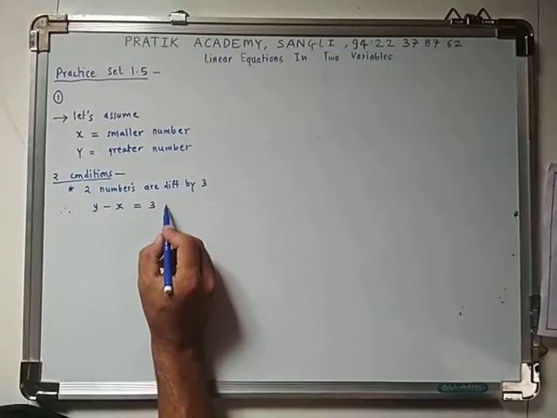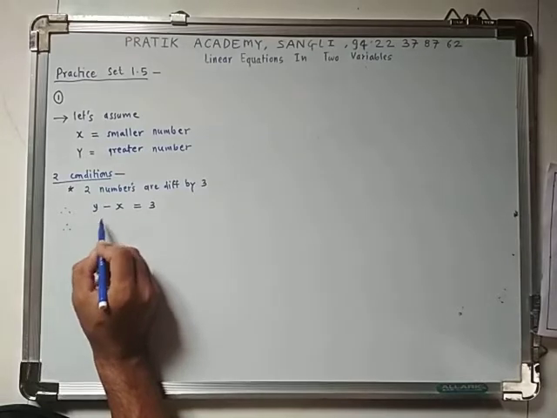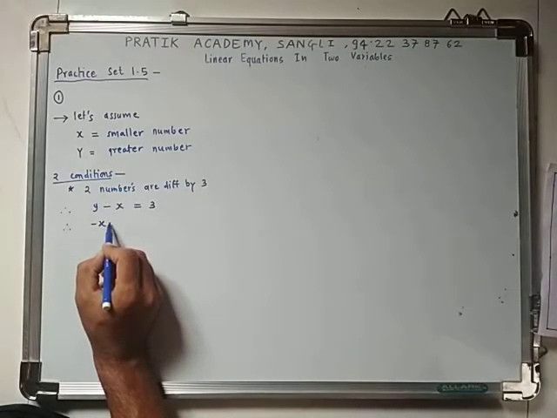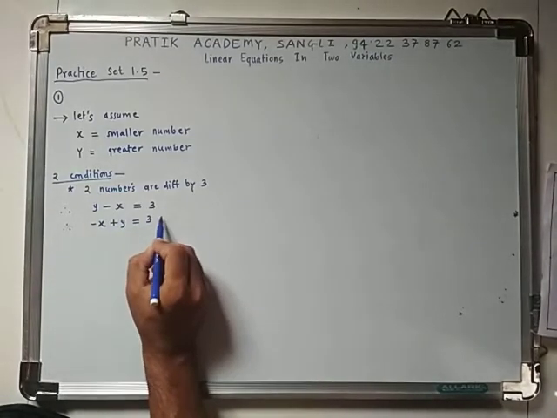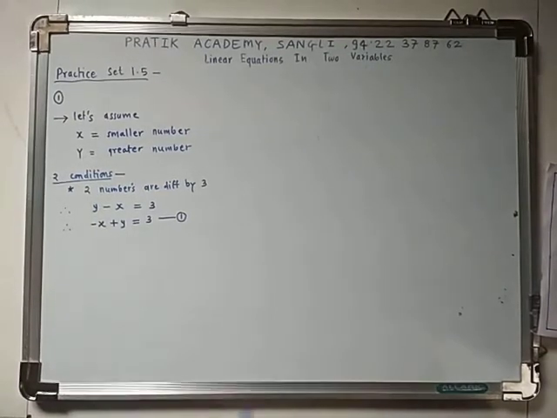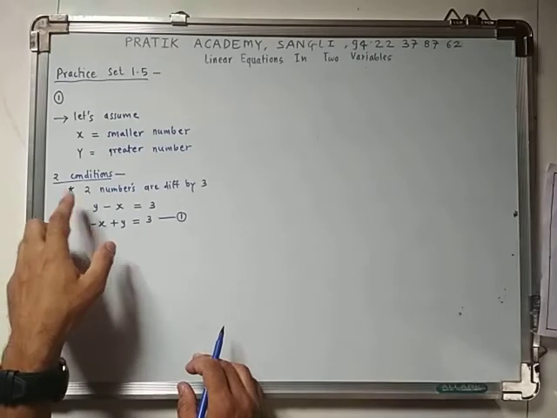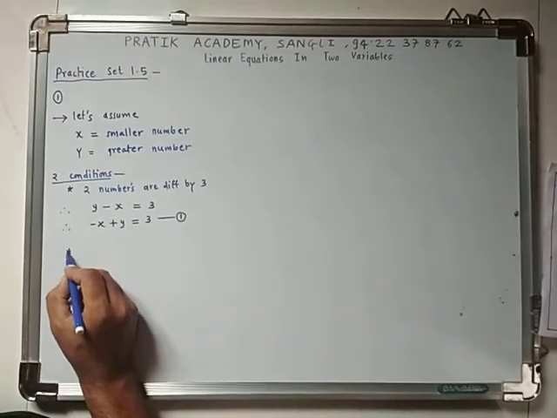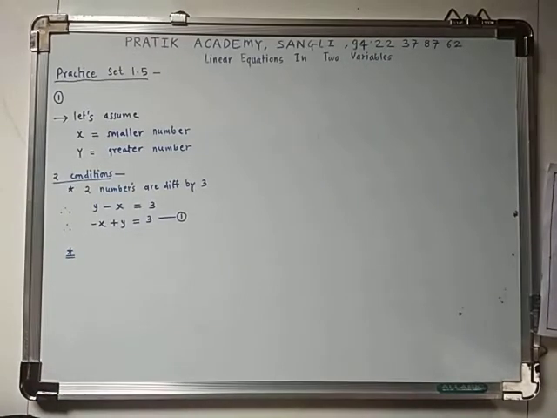So this is our first equation, or we can write it in this fashion: minus x plus y is equal to 3. Call this equation 1. So we get our first linear equation by using the first condition. Then we have to find the second equation by using the second condition.